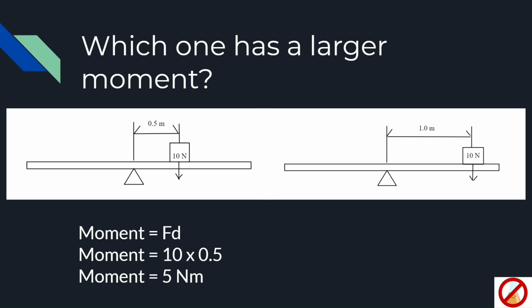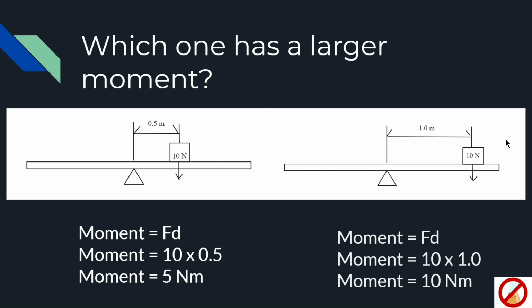So moment will equal 10 newtons times 0.5 meters, which is the distance from the pivot to the object. 10 times 0.5 gives us 5 Newton meters. Alright, let's take a look at the right one. The right one will be moment equals force times distance, same formula. However, it will be 10 times 1 because the distance is 1 meter to the pivot. So that would result in 10 Newton meters.